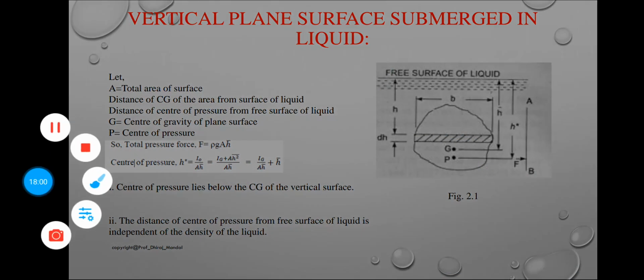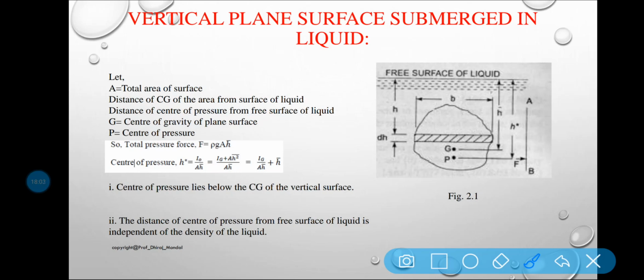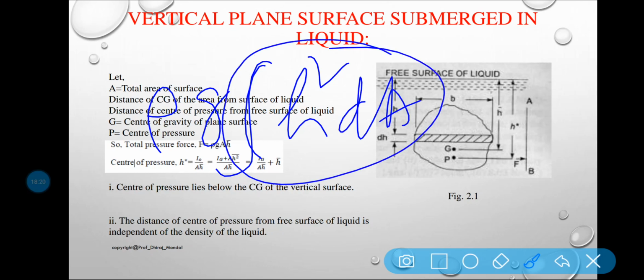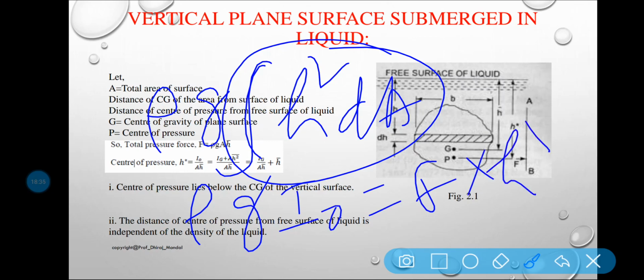Clear? So if I equate these, you will get rho g integration of H square dA. Now rho g H square dA is equal to the moment of inertia. Do you know the moment of inertia? It is the moment of inertia with respect to the reference plane, I naught, and rho g I naught is equal to F into H star.